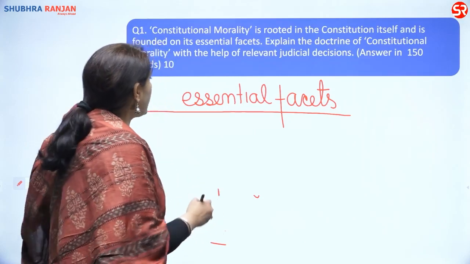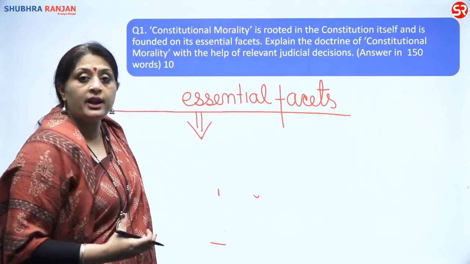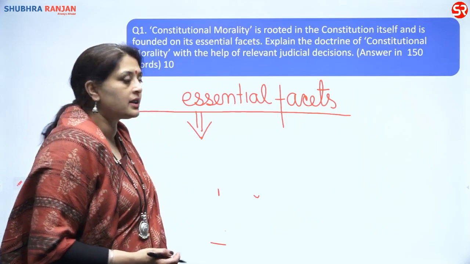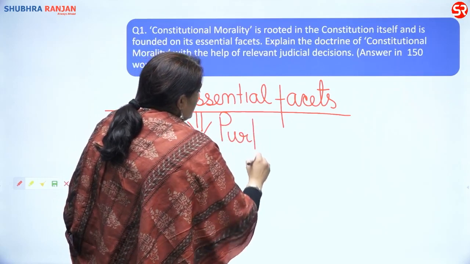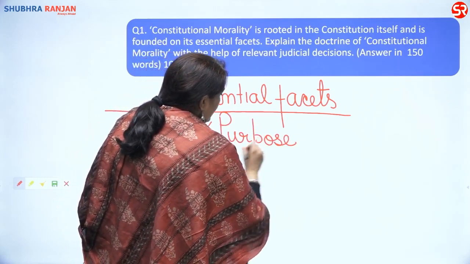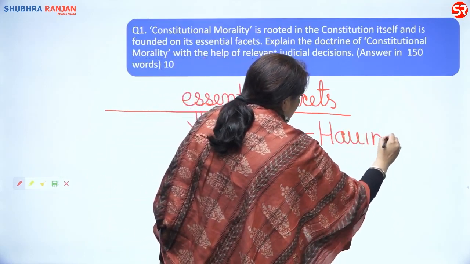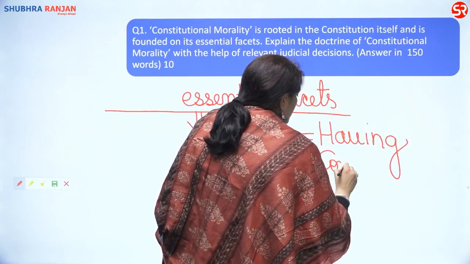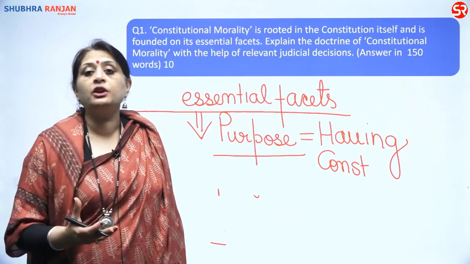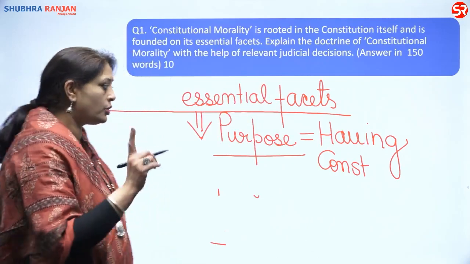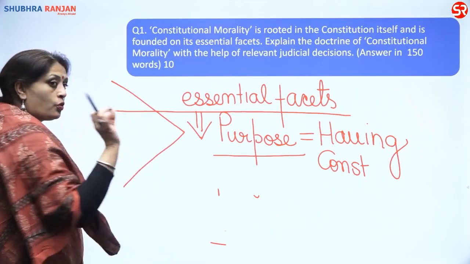Fine. So the essential facets. What are the essential facets? And from where are we going to find out those essential facets? These essential facets are to be understood from the very purpose behind having a constitution. And why do we have the constitution itself? Fine. Two things you have to understand. We have the constitution for two things.